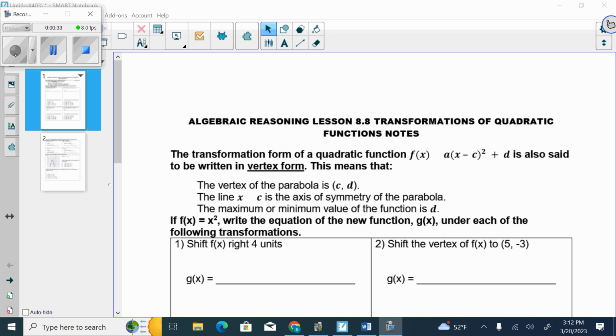And then we said if you have something inside the parentheses with x, that moves these left and right, opposite of where we would think. And then a number here on the end moves things up and down, however much it says, right?